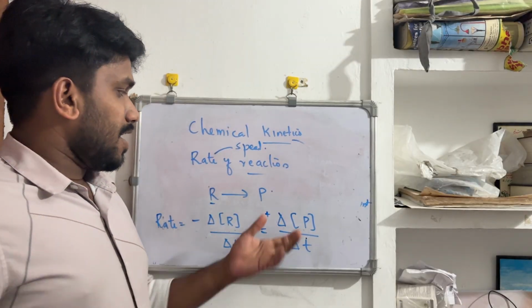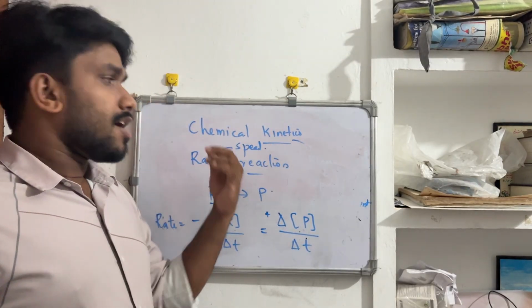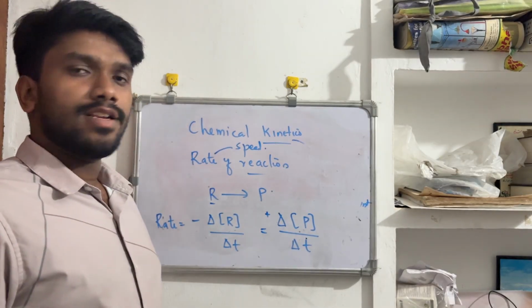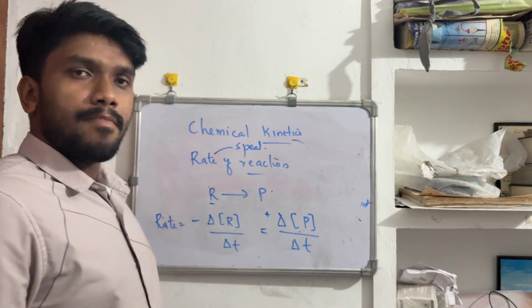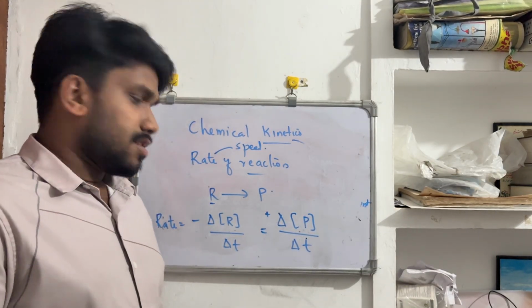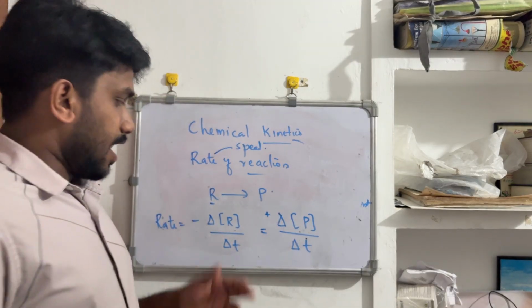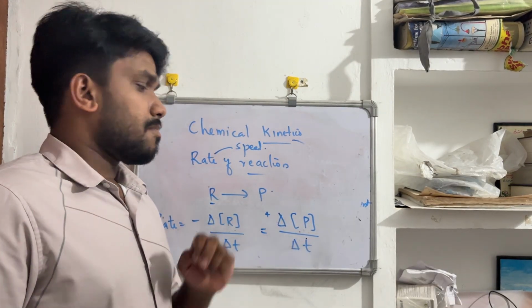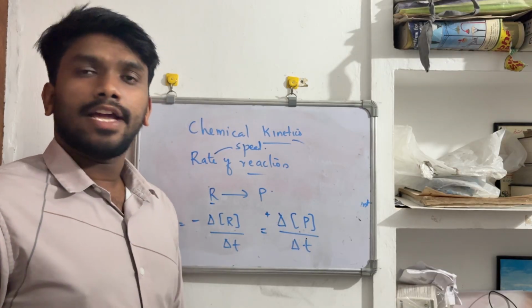Today we discussed the introduction to chemical kinetics and the rate of the reaction. We can calculate the rate of the reaction by this equation, either in terms of reactants or in terms of products. Okay, that's all for today.